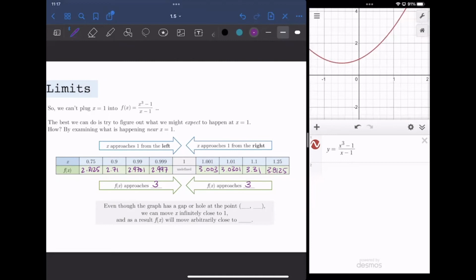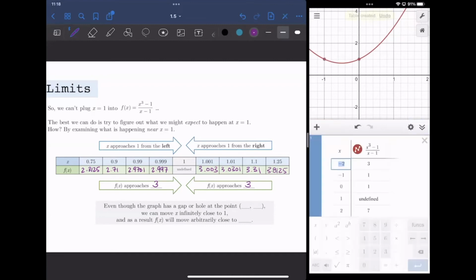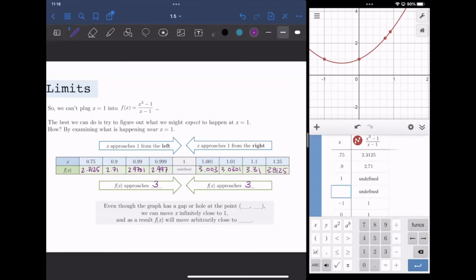You can ask Desmos to give you a table of values. If you hit this gear option, and this might be different on an actual computer instead of in iOS, and you click this thing that looks like a chart or a table here or an Excel thing, then it gives you a list of values. You can change the x value to anything that you want. So if we type in 0.75 and hit enter, it gives us 2.3125. If we hit 0.9 and hit enter, then it gives us 2.71. If we substitute a 1 in, it's saying that it's undefined. So it's actually finding these values correctly, even though, again, on the graph, it looks very connected.